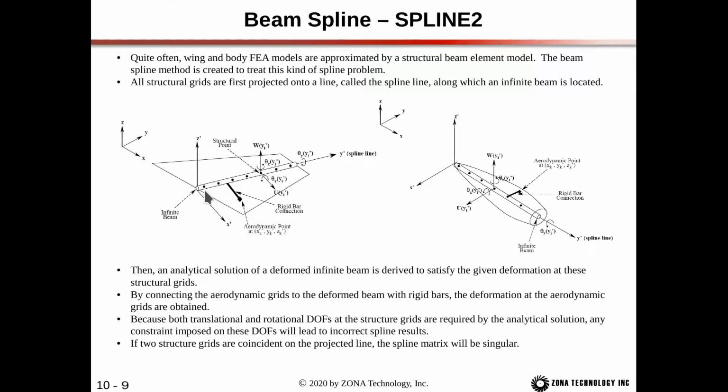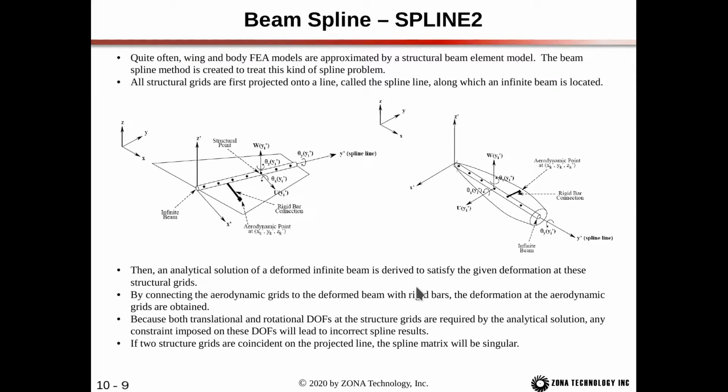So for our wing, we have our structure grids located approximately along the spline line. So then we take our spline line and project all of the structure grids exactly onto the spline line, and then calculate the deformation of each of those grids to find the deformation of this infinite beam. Same thing with the fuselage here. We project the grids onto the spline line, and then map the deformations of those grids to get the equation of this infinite beam deformation, and then map that back to the aerodynamic model.